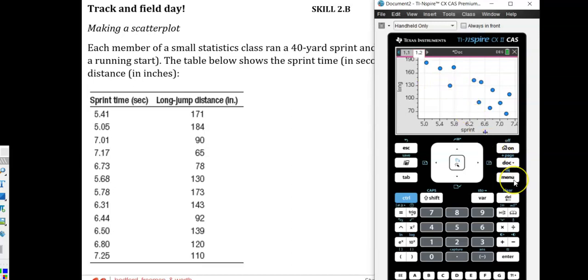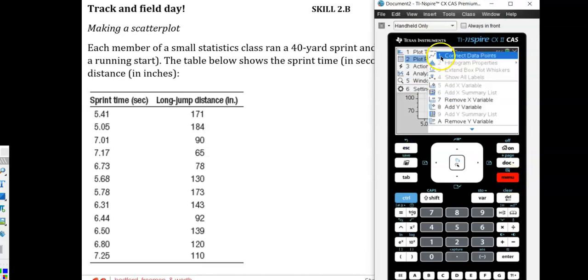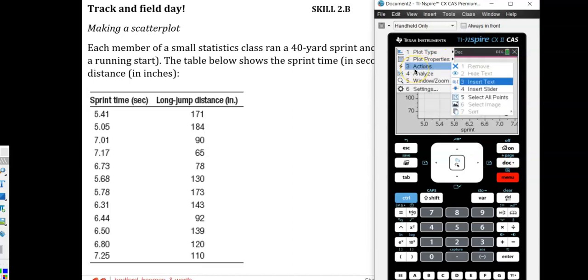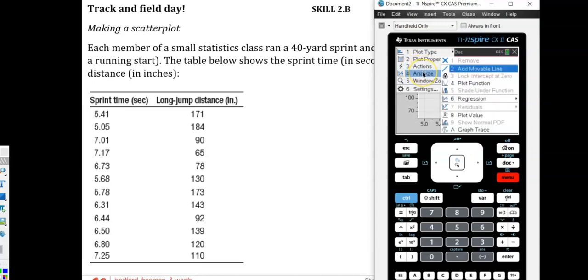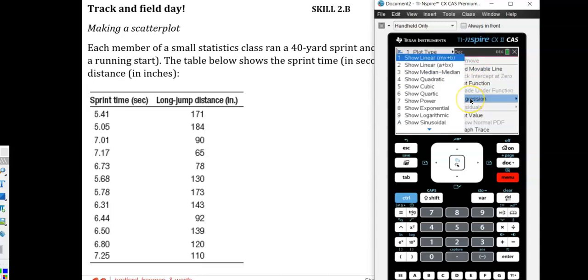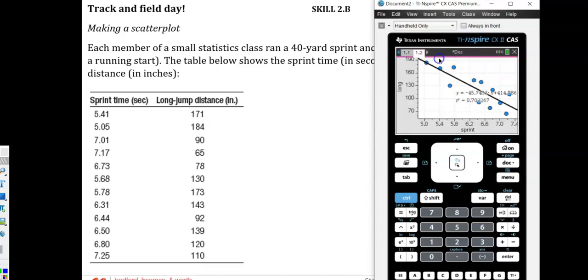To do an actual regression here, which we're going to have to do, I'm just going to show you now. So go to actions. Now, analyze, that's what it is. Analyze, you see regression, and you have a choice for mx plus b, which is linear regression. Let's do that. You can see that now we have an equation here and an r squared value. We'll get to that later, but I just want you to see what a regression line looks like.